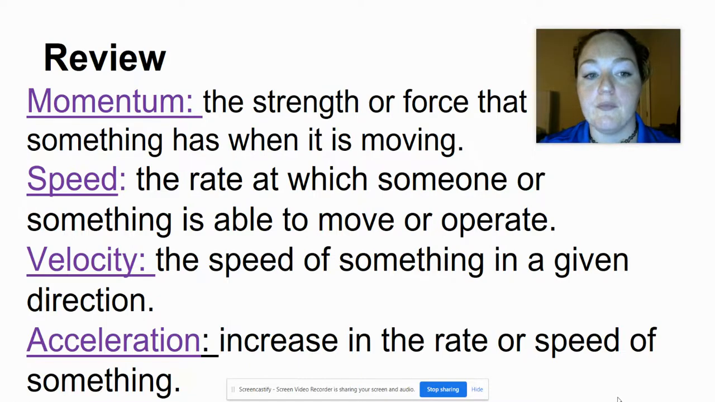Speed, the rate at which someone or something is able to move or operate. Velocity, the speed of something in a given direction. And acceleration, increase in the rate or speed of something.